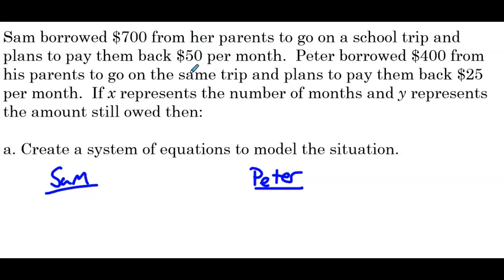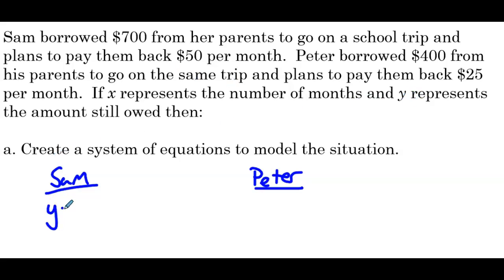So that's the slope. But she's paying them back. So she's trying to reduce the amount she owes them. So the slope should be negative 50, not positive 50. Okay, so take a second to wrap your head around that. Right? She's trying to lower the amount owed. Y is the amount owed.